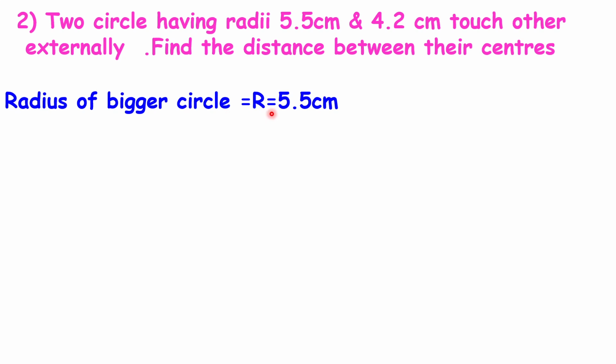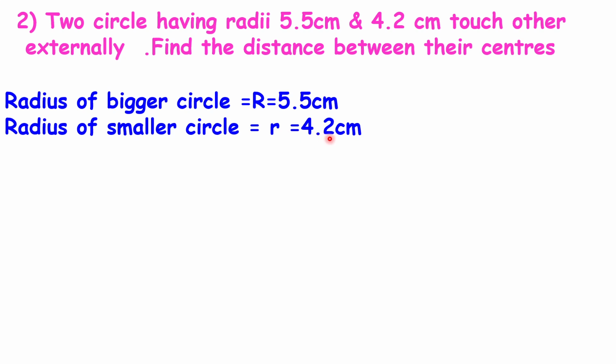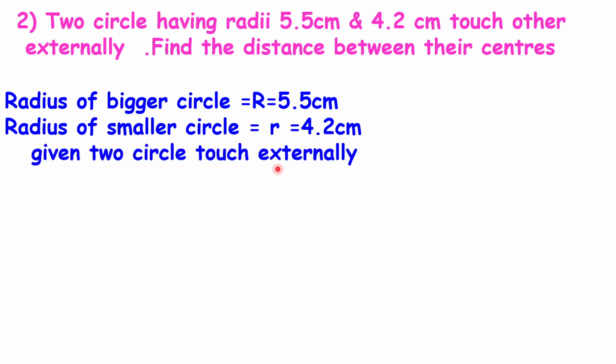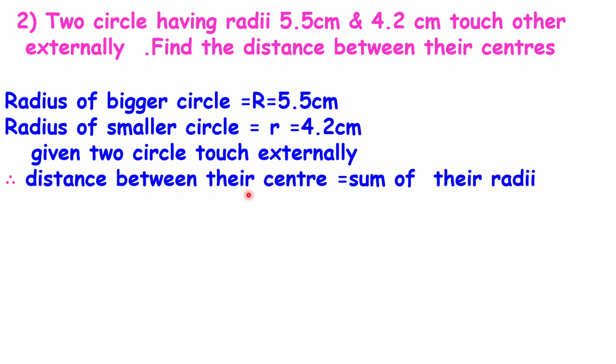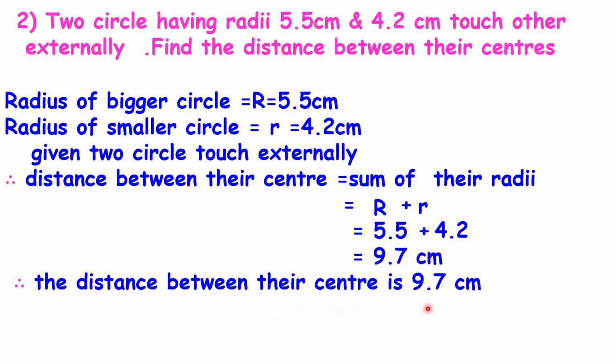Here the radius of the bigger circle, capital R, is equal to 5.5 cm and the radius of the smaller circle, small r, is equal to 4.2 centimeter. Given the two circles touch externally, therefore the distance between their centers is equal to the sum of their radii. That means capital R plus small r. The value of capital R is 5.5 centimeter, and the value of small r is 4.2 centimeter. Take addition: 5 plus 2 is equal to 7. Then 5 plus 4 is equal to 9. Therefore, the distance between their centers is equal to 9.7 centimeter.